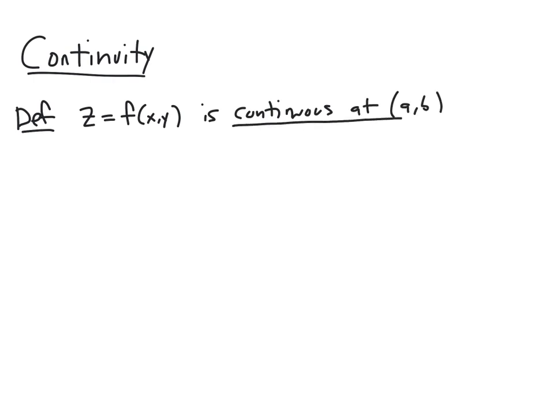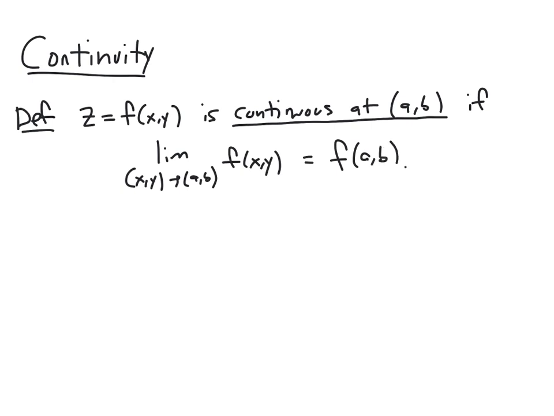And so just really quickly, we've just talked about limits, so it's pretty easy to define what it means for z equals f of x, y to be continuous. We're going to define this function to be continuous at the point (a, b). Remember, these functions are defined on points in the plane, so it has to be continuous at this point, if the limit as (x, y) approaches (a, b) of this function f of (x, y) is equal to the function value f of (a, b).